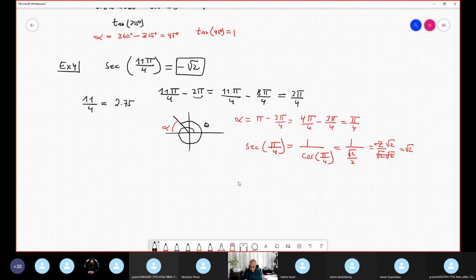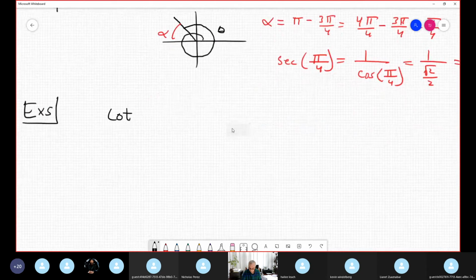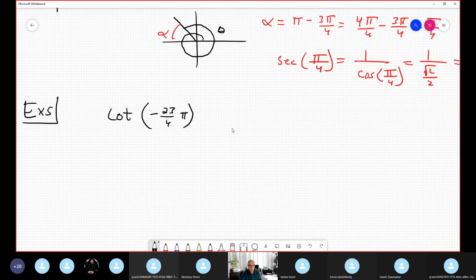I want to explain now another more complicated one. Look, pay attention, guys. New idea, example 5. Suppose cotangent of negative 23 over 4 pi. Wow, what the hell is that?